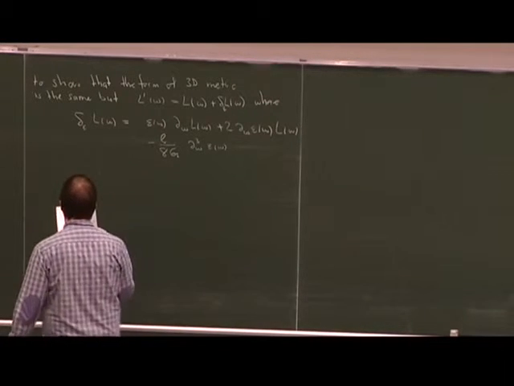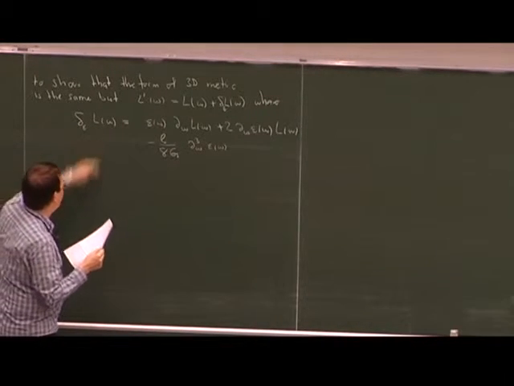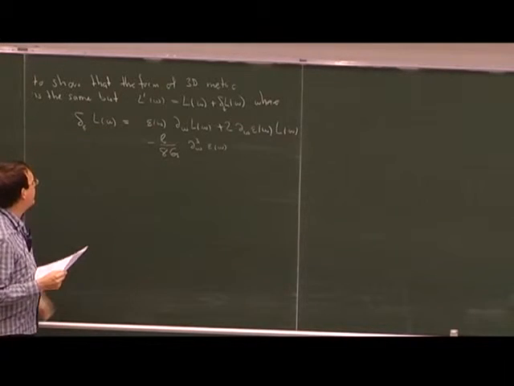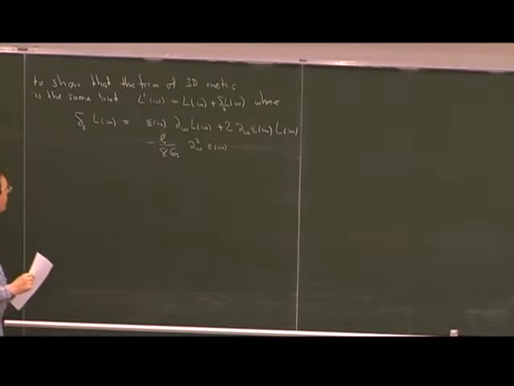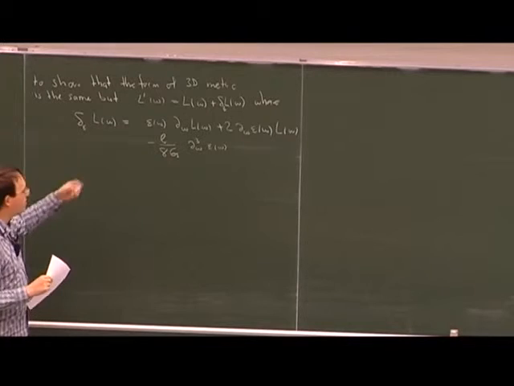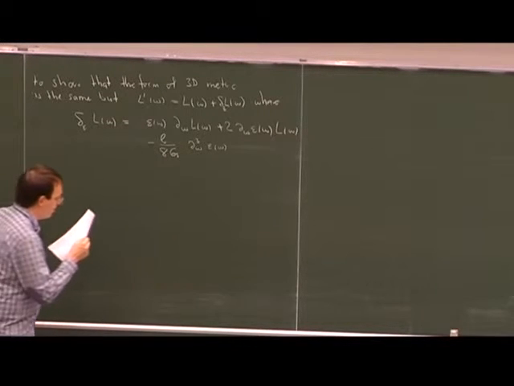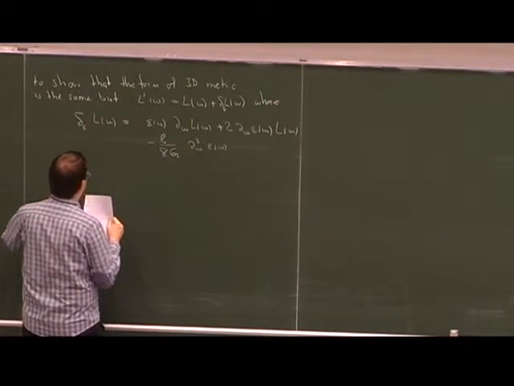And now from this, because we can identify this L of W with T WW, we can immediately read off the OPE for the energy momentum tensor.